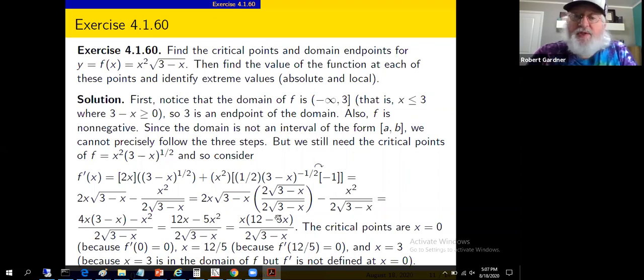Critical points were points in the domain. And 0 and 12 divided by 5, those are both domain elements. So the critical points are 0 and 12/5, where the derivative is 0. Any place in the domain of the function where the derivative is undefined? Yeah, at 3. 3's in the domain.